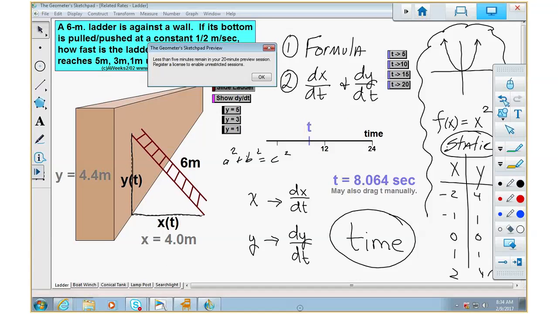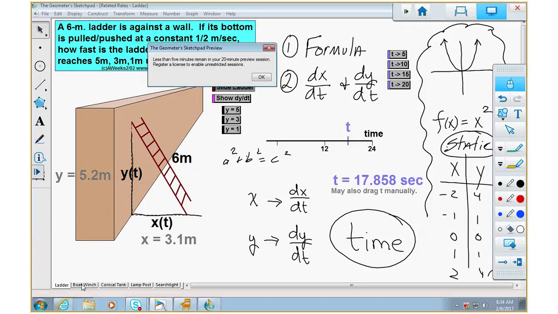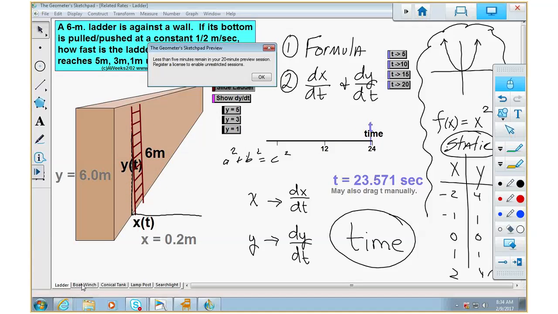And I only got 20 minutes because they still have it. Evidently, it takes a while for them to buy a license.